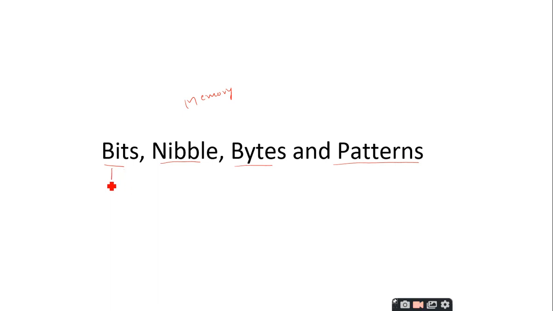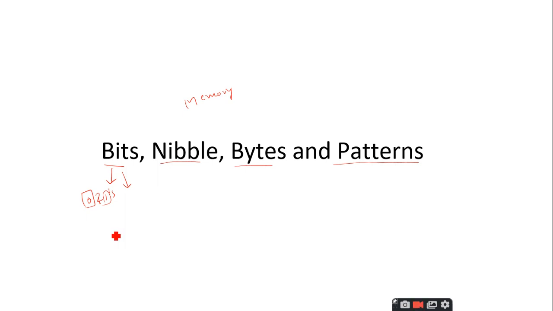Coming to a bit, as we know, computers always represent or store things in terms of zeros and ones. So here 0 is 1 bit and 1 is also another bit. The definition of a bit is that the smallest representation of memory is called a bit.